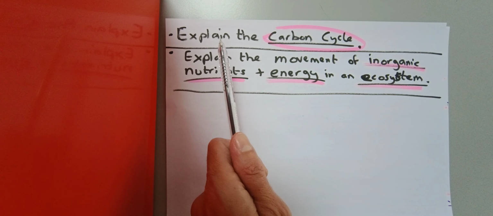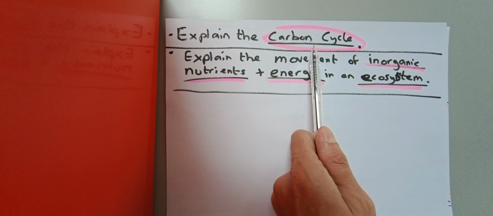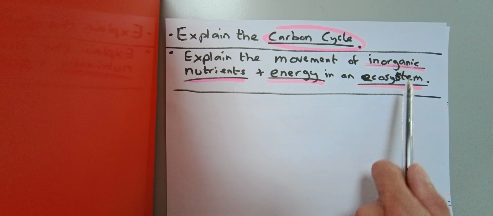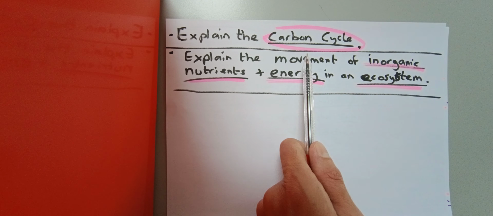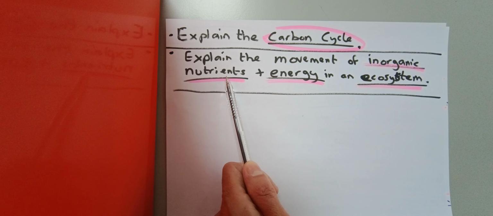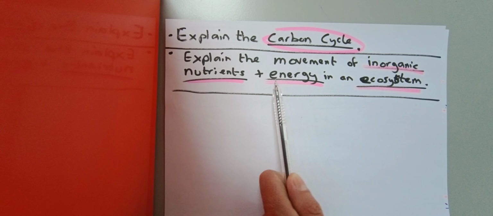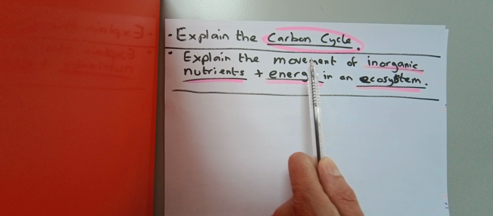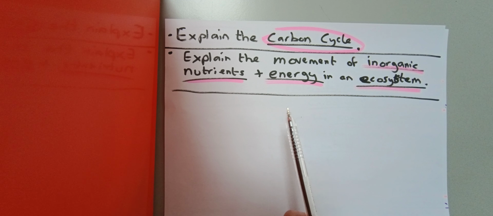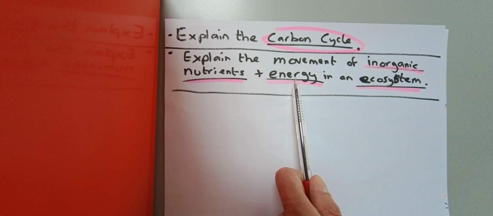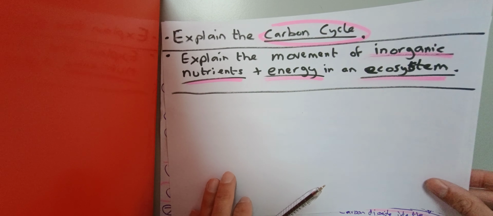So they may ask you, explain the carbon cycle, which is basically how carbon moves through an ecosystem and is recycled. Or they may ask you, explain the movement of inorganic nutrients, one of which is carbon, plus energy in an ecosystem. So to answer both of these, you can use the same answers. You just have to make sure you include the word energy in some of it. Let me show you what I mean.